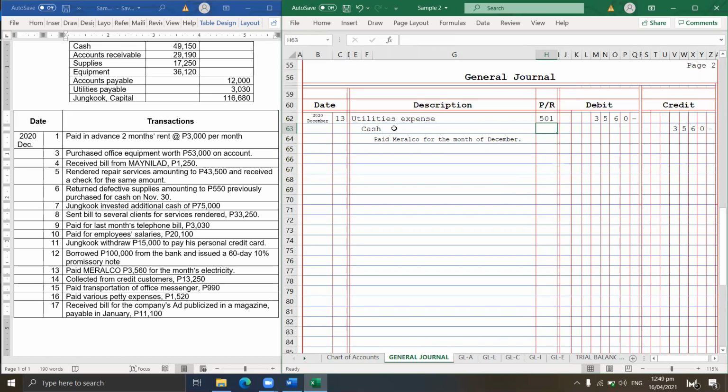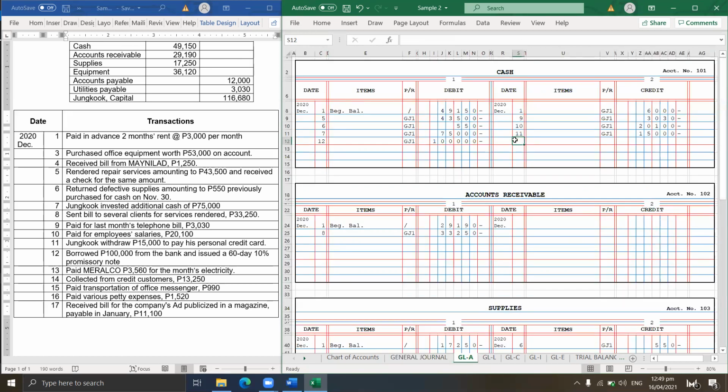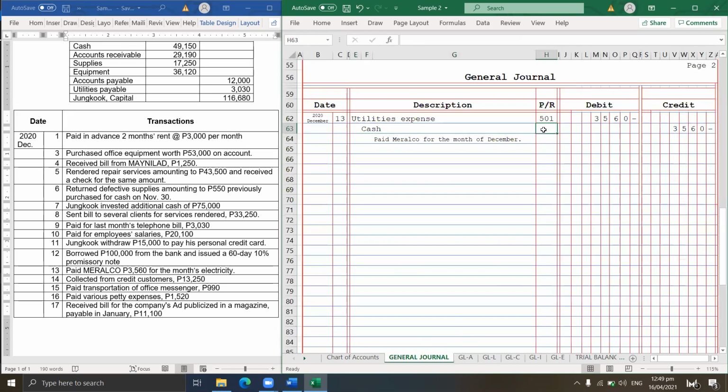Then we proceed with credit to cash. So post it to the cash, crediting 3,560. So that's December 13. Okay? So GJ2 na and amounting to 3,560. Okay? So after posting, balik sa journal to write account number 101. So we are done with our December 13 transaction.